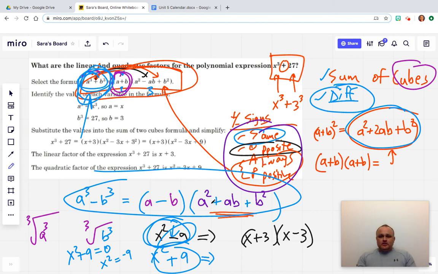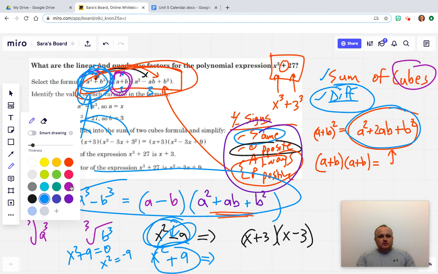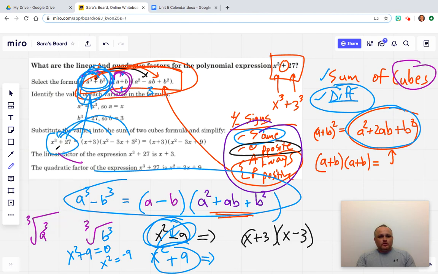All right, so then we will go ahead and look at this example here. We had x cubed plus 27. So it was the same, opposite, always positive. Step 2, take the cube root of the first one to get that. Take the cube root of 27 to get 3.